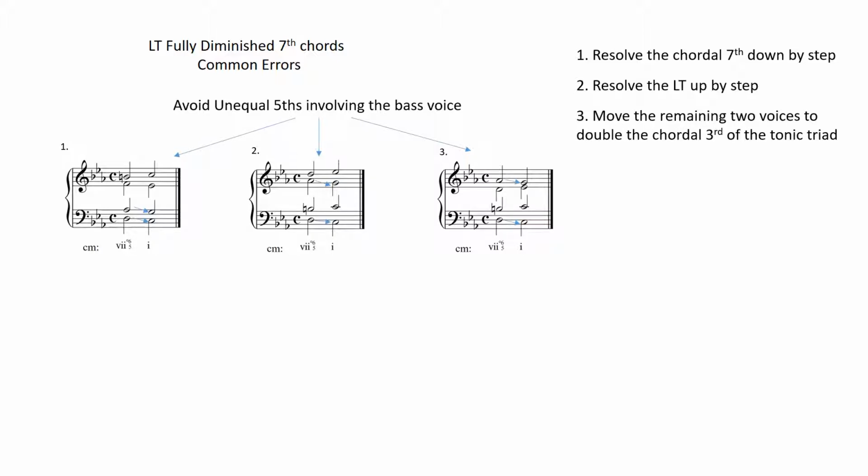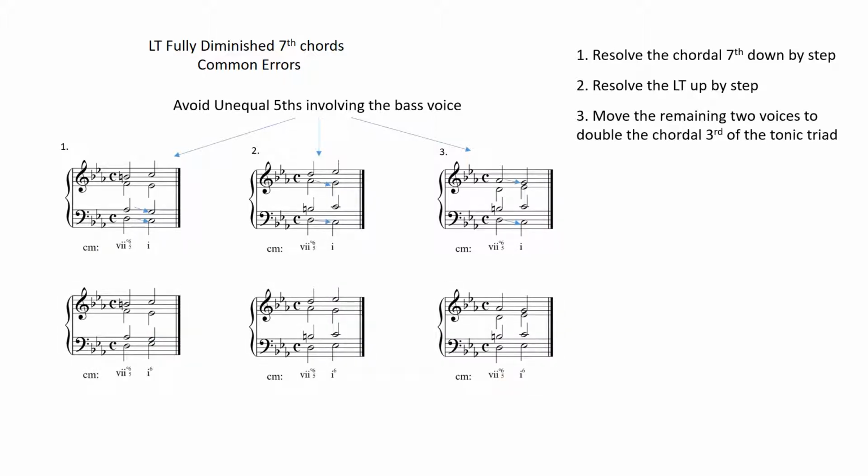The error arises from not following step number 3 of the voice leading procedures, moving the remaining two voices by step to double the chordal third of the tonic triad. And following this final step, you will automatically resolve the leading tone fully diminished 7th chord to a first inversion tonic triad, as seen in the corrected examples now appearing below.